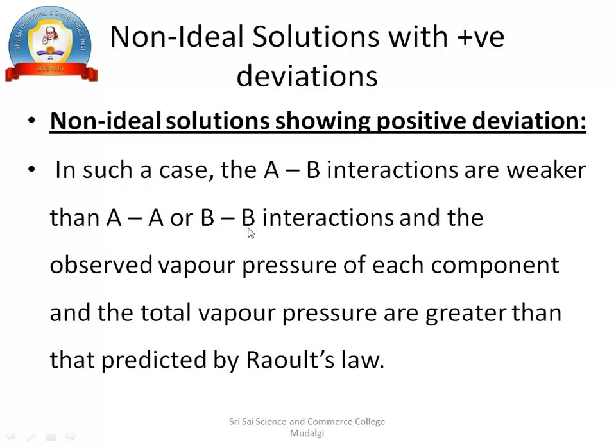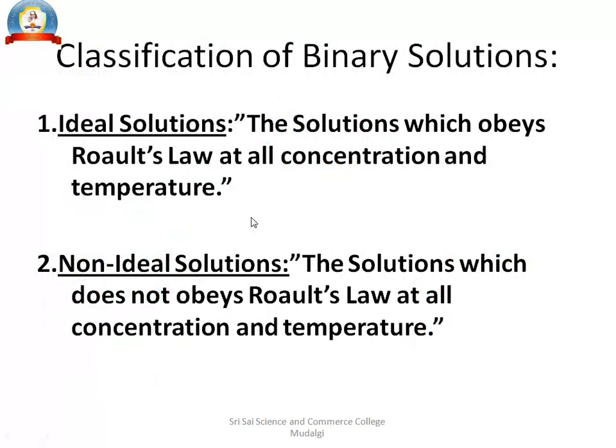Now remember children, please, this is a little bit important. In case of positive deviation, if I take the solution of AB, the AB molecular interaction is weaker when I compare it with the force of attraction between the individual components, right? So I think this is clear. You can see the diagrammatic part here.